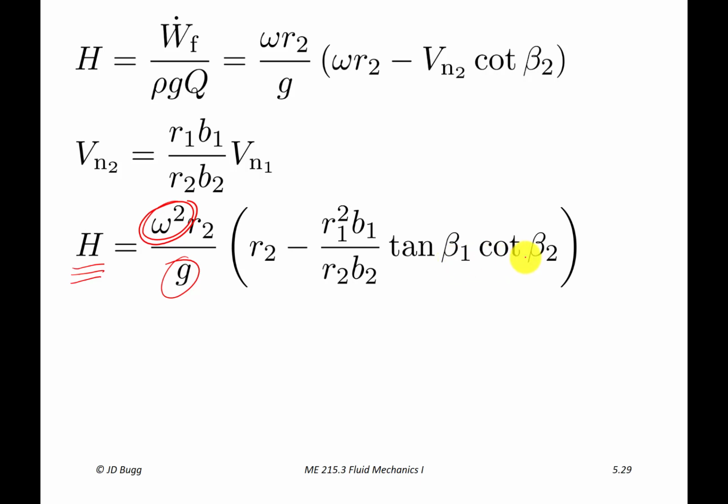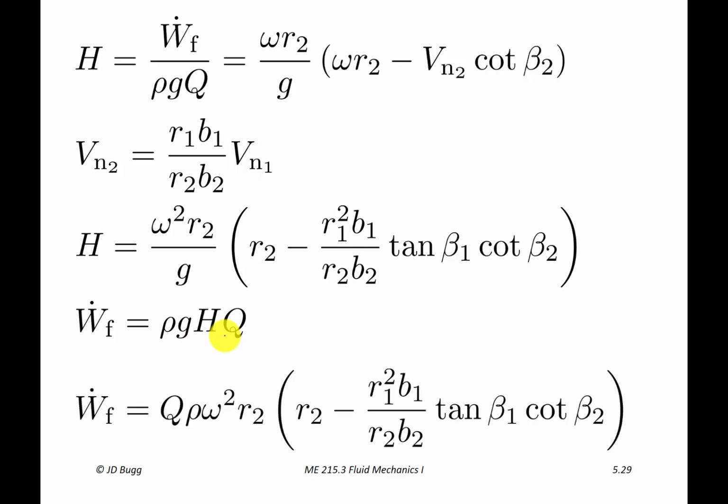So all geometric parameters. We can convert this over to an expression that gives us the power. So the water horsepower would be obtained by taking that and multiplying it by rho, g, and Q. And of course, if we do that, it's exactly the same expression in parentheses here, just Q rho omega squared R2 out front. So these two equations define the head and the power when operating at the design point. And remember, there's just one particular value of flow rate, Q, also.